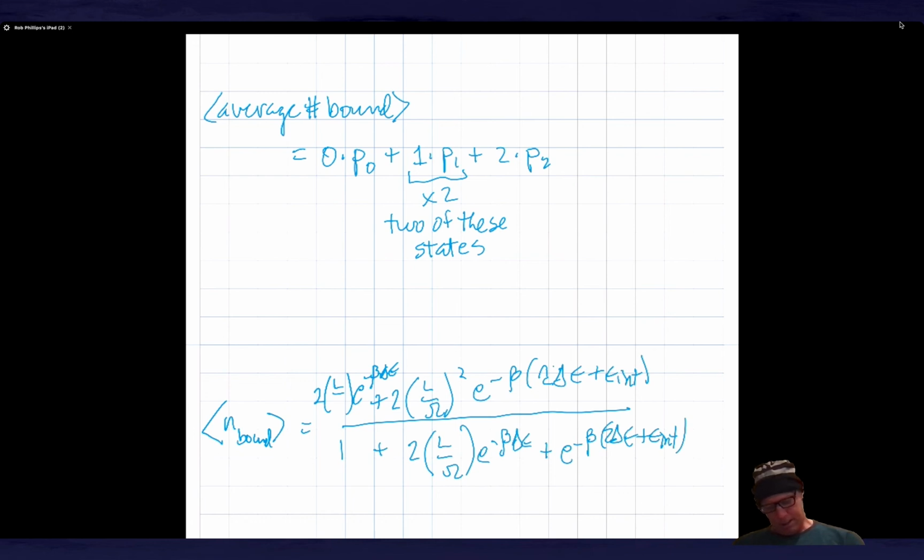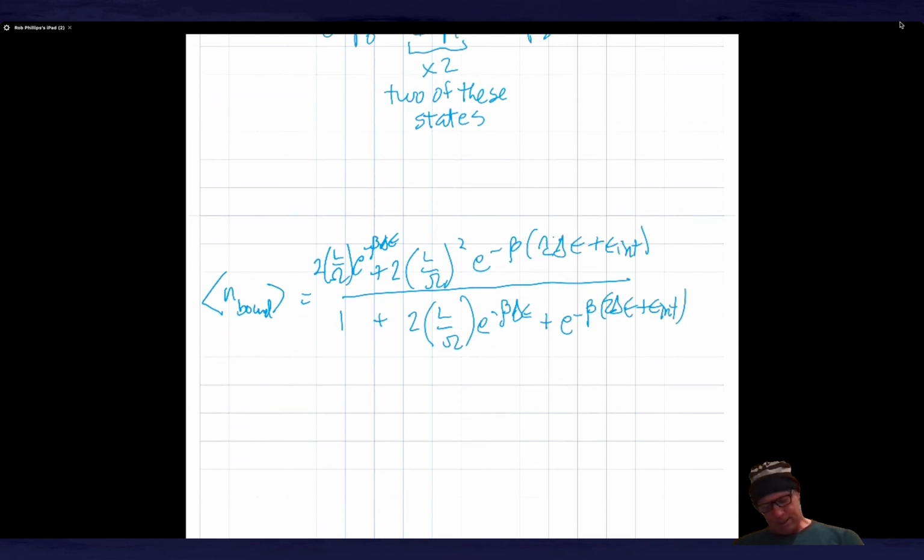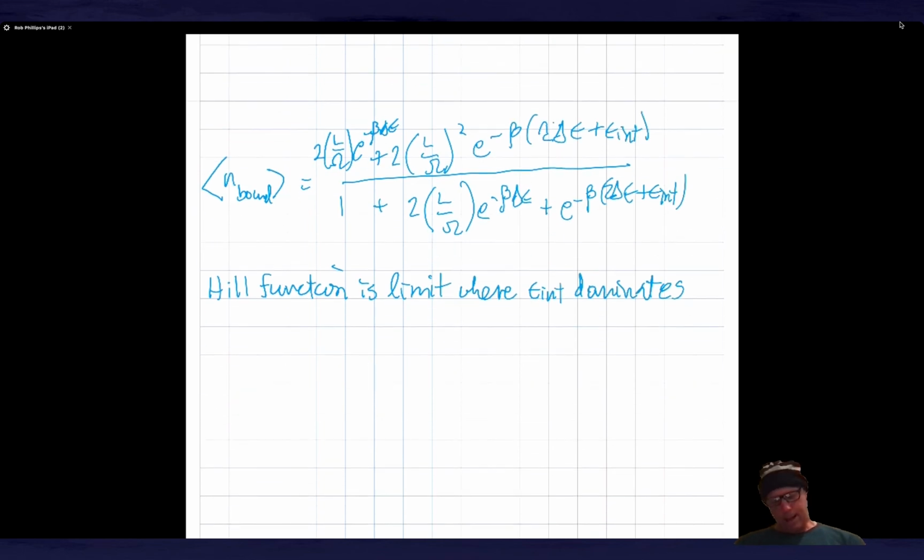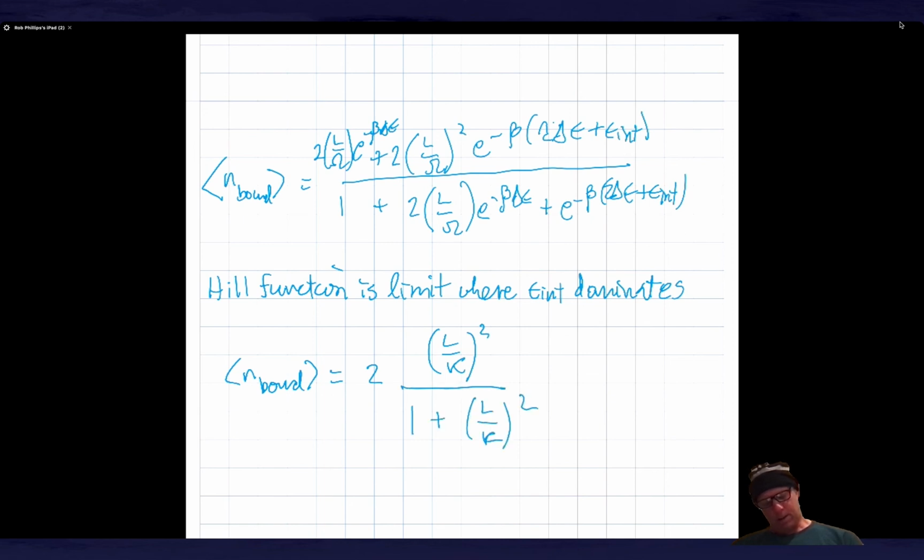Let me make a point. And the point is that the Hill function is the limit where epsilon int dominates, if you like. And in that point, average n bound is going to be equal to, for our case here, 2. And then I'm going to write it a little bit more provocatively now, like that. The average number bound is going to be of this functional form, which is what I showed you at the bottom. This is just a first introduction to Hill functions.